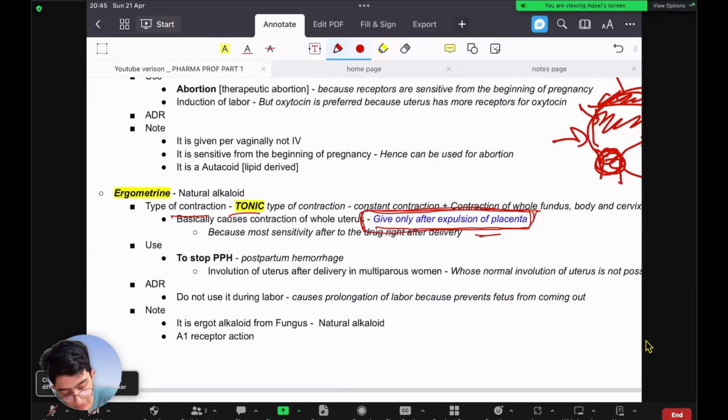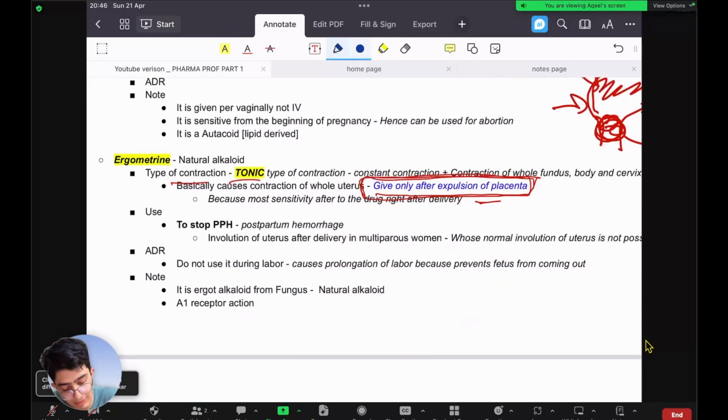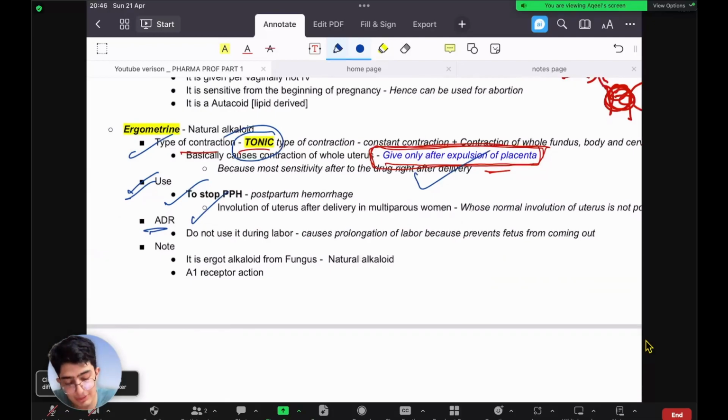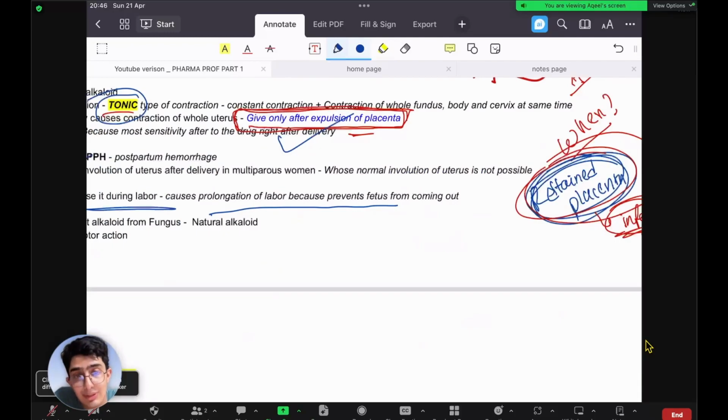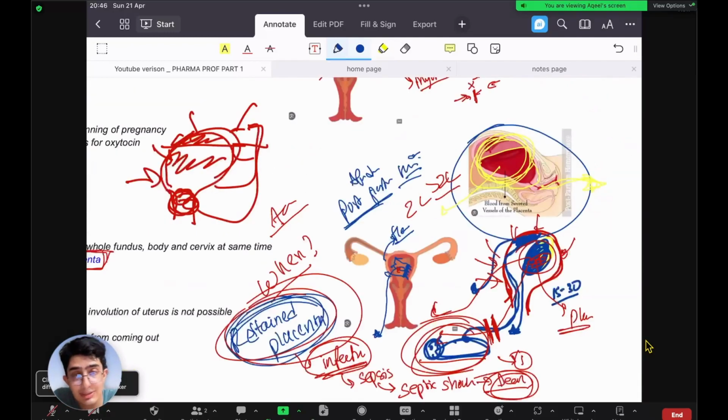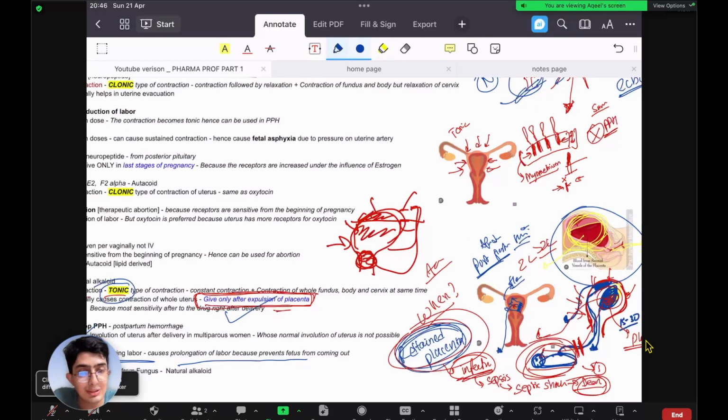So we discussed the uses, we discussed tonic contraction, and we discussed why and when we should give it, right? Now another side effect, or thing that you should consider, is do not use it during labor, right? It causes prolongation of labor. The only time I mentioned that you should give ergometrine is after the delivery of the placenta to prevent postpartum hemorrhage, right? So if you give it during the delivery process itself, what will happen?